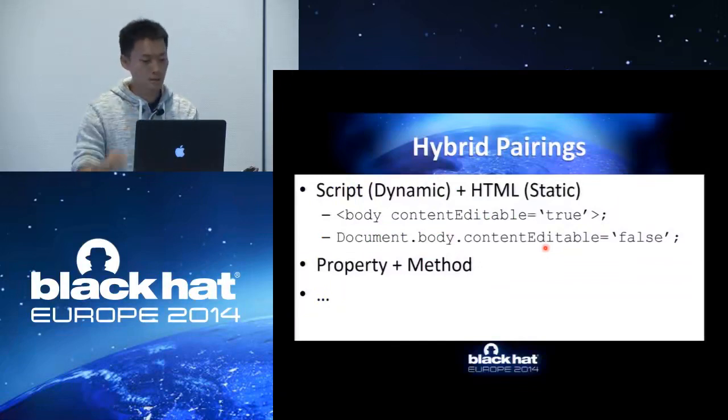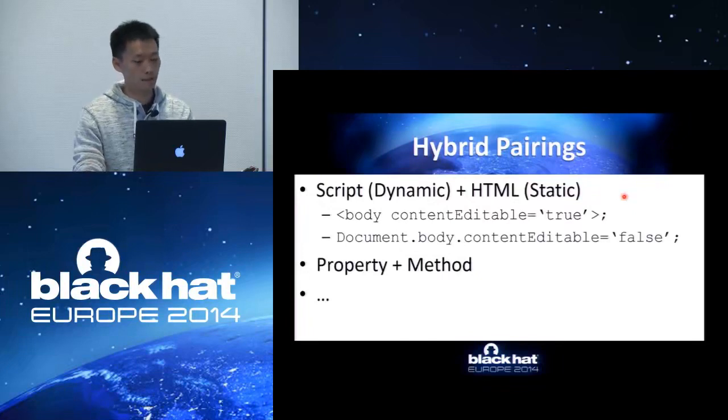The third type of pairing is hybrid pairing. We found that if we only fuzz the dynamic part, or only the DOM tree, then we will only find vulnerabilities related to the dynamic part. So in order to increase the coverage, we need to add the static part. So our fuzzer will also cover the static part fuzzing.